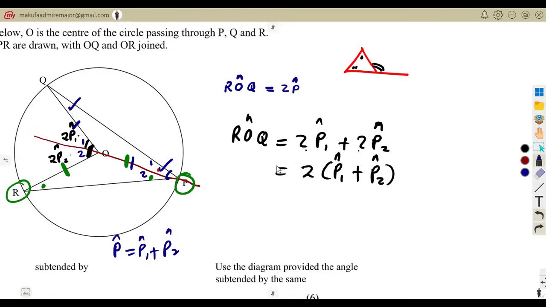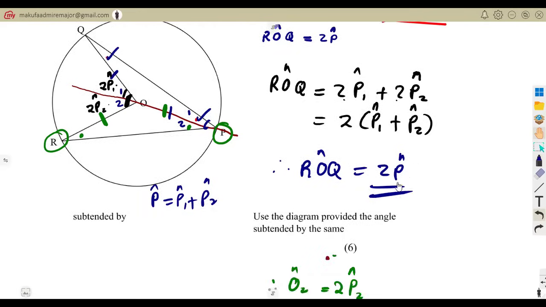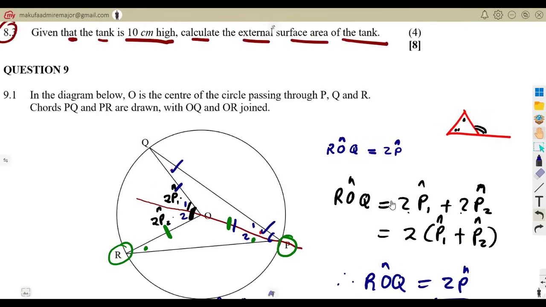This is exactly what the theorem is stating. O1 and O2 is giving us this. Exactly what we are given there. So therefore, we can say angle ROQ is equal to twice angle P. The angle at the center is twice the angle at the circumference.